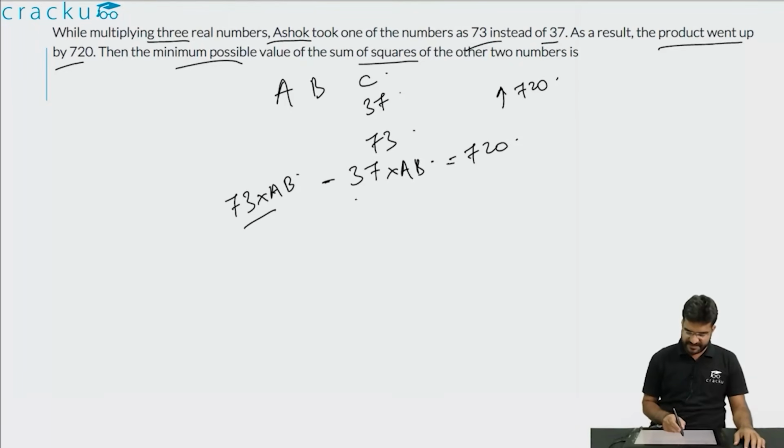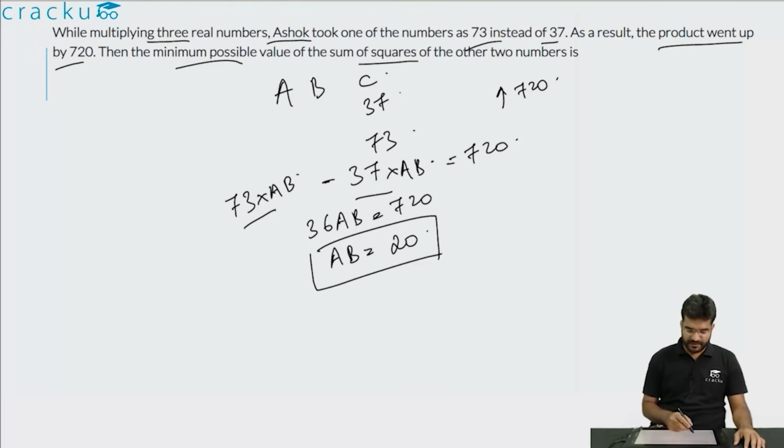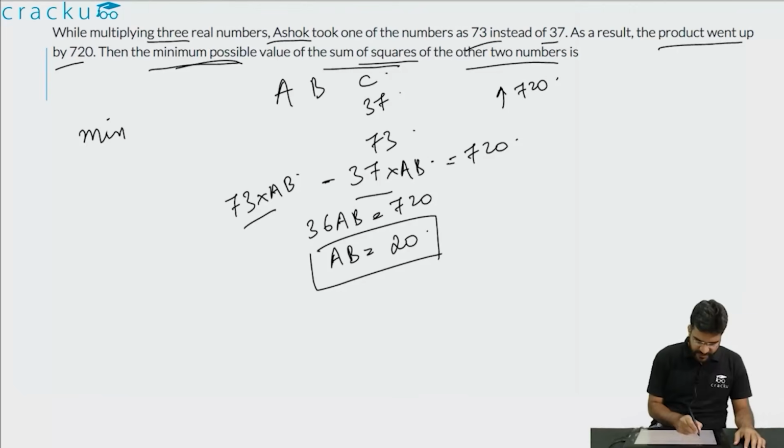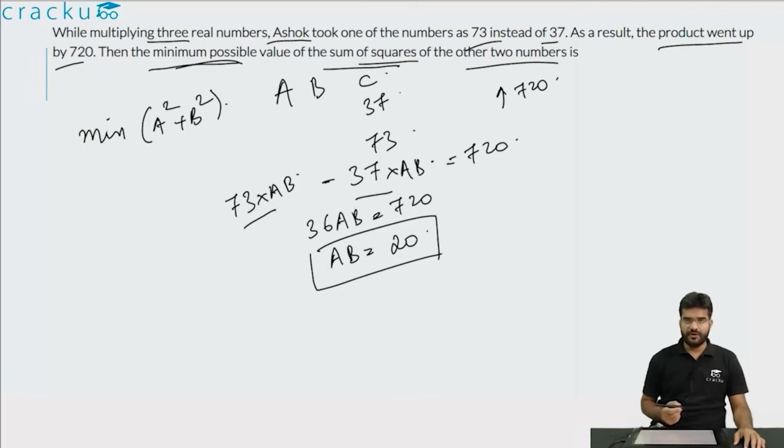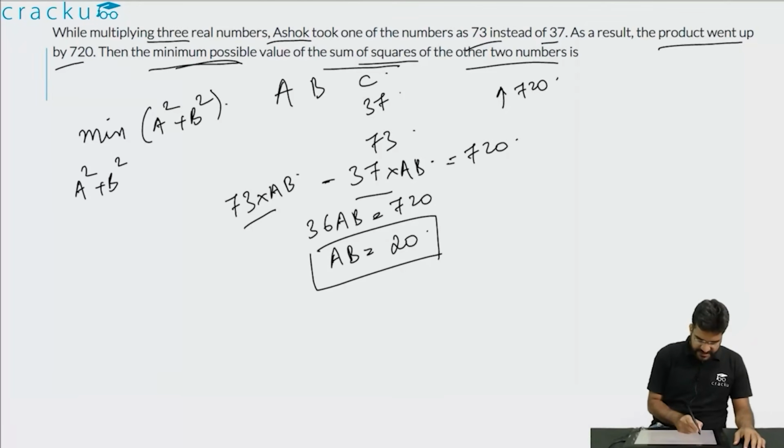Now if you simplify this, 73AB minus 37AB will be 36AB is equal to 720, or the product of A and B is equal to 20. We have been given this. Now we are required to find out the minimum possible value of the sum of the squares of the other two numbers. So we are required to find out the minimum value of A square plus B square. Now what we do know is that A square plus B square is greater than or equal to 2AB.